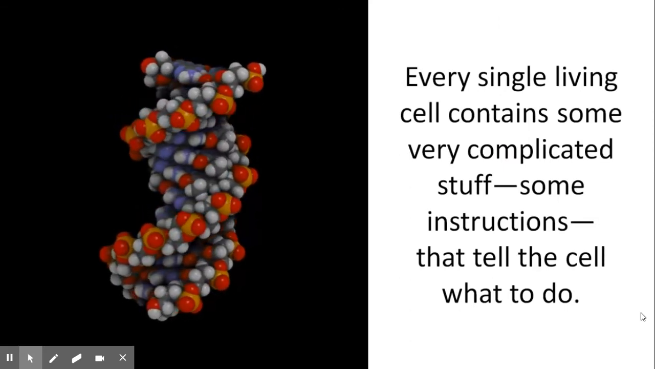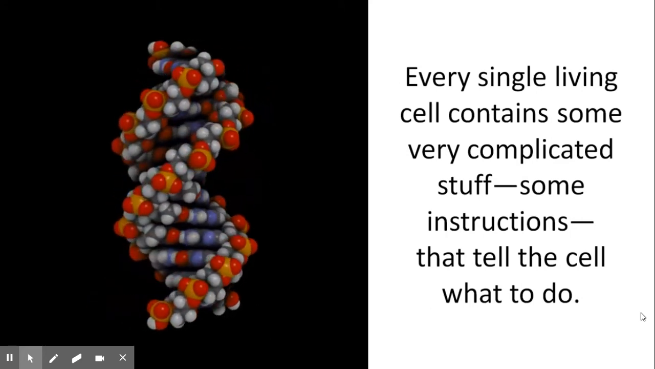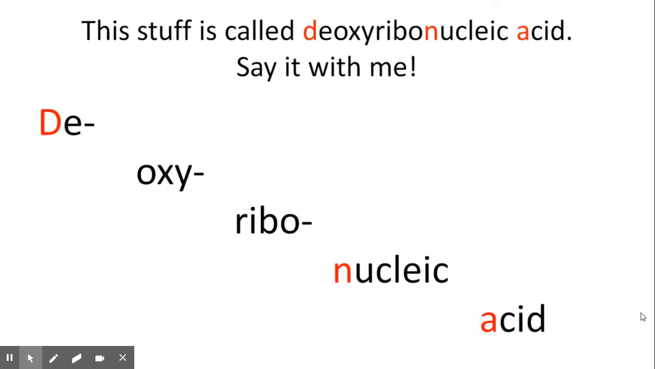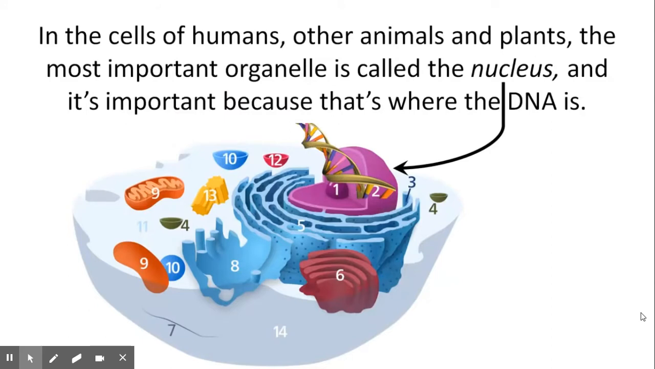Every single living cell contains some very complicated stuff, some instructions that tell the cell what to do. This stuff is called deoxyribonucleic acid. Say it with me. Deoxyribonucleic acid. Deoxyribonucleic acid is also called DNA. DNA is the command center of the cell. In the cells of humans, other animals, and plants, the most important organelle is called the nucleus. And it's important because that's where the DNA is.